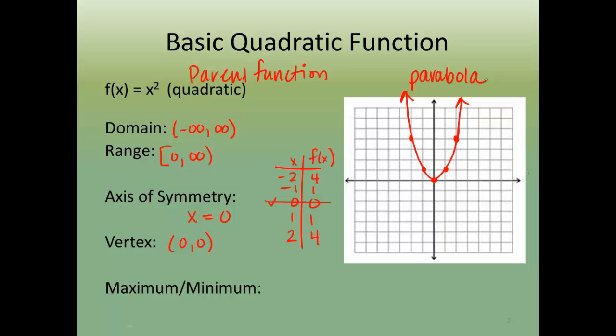A parabola. My minimum value is either the highest or lowest value on the graph. When I speak of high and low, I'm speaking of our y values, so this is always in reference to a y value. My minimum in this case, because there is no highest point, it does go up to infinity forever. So my minimum value is y equals 0. It's the lowest place on the graph.